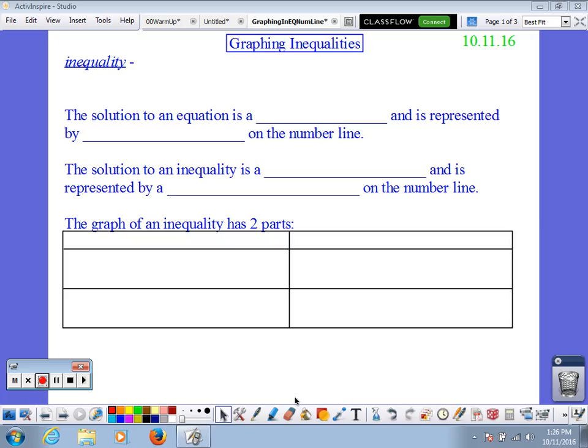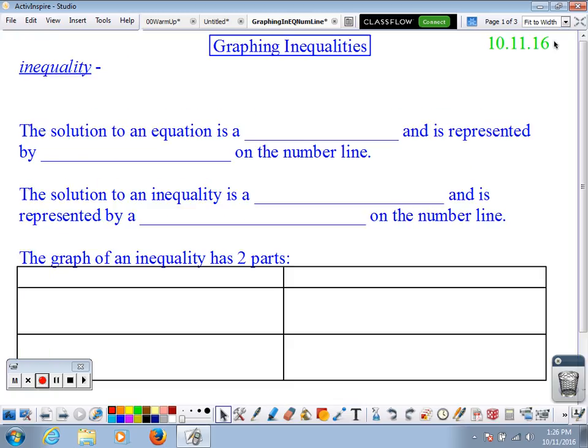Okay, today we're going to take another look at inequalities, specifically graphing these inequalities on a number line. Now, I know you guys looked at this last year, so hopefully this is just a review for you today. We just said that an equation is a mathematical sentence that sets two quantities equal to one another. It says that these two quantities are the same. So with that in mind, that's what an equation is. What do we think an inequality would be?